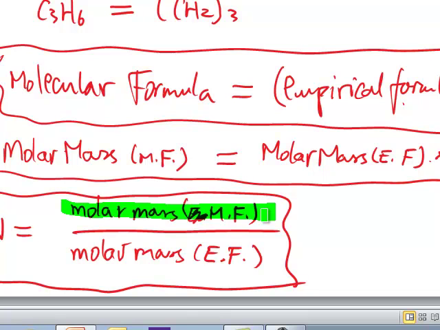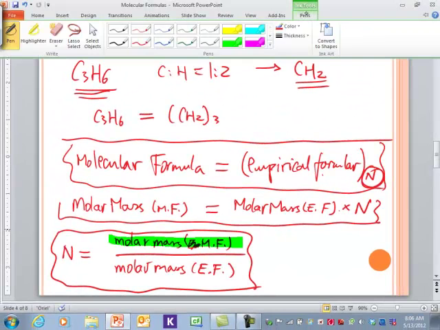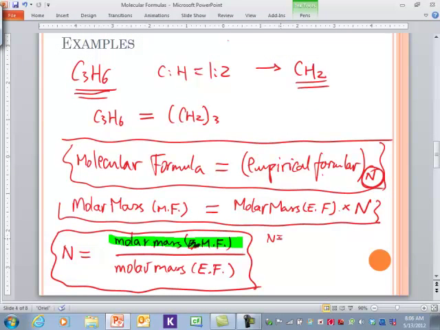The empirical formula is the simplest ratio of integers between the elements. The molecular formula is just how many of those empirical formula units build up this compound. So n could equal 1. If n equals 1, then the molecular formula is the same as the empirical formula. If n equals 2, the molecular formula will be the empirical formula twice. And you can go on from here.